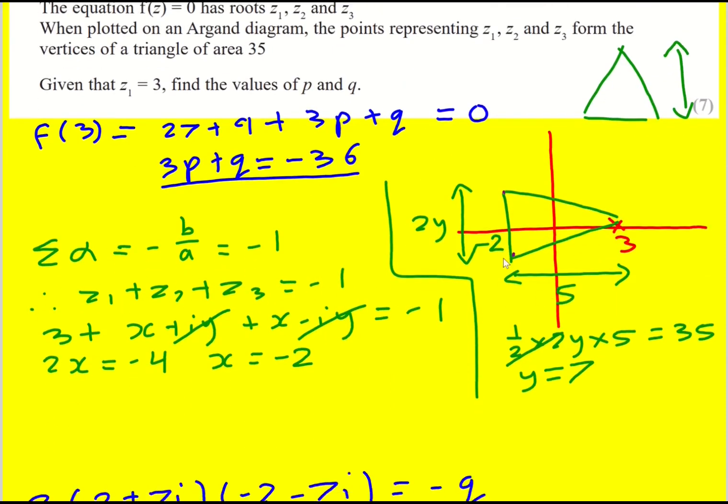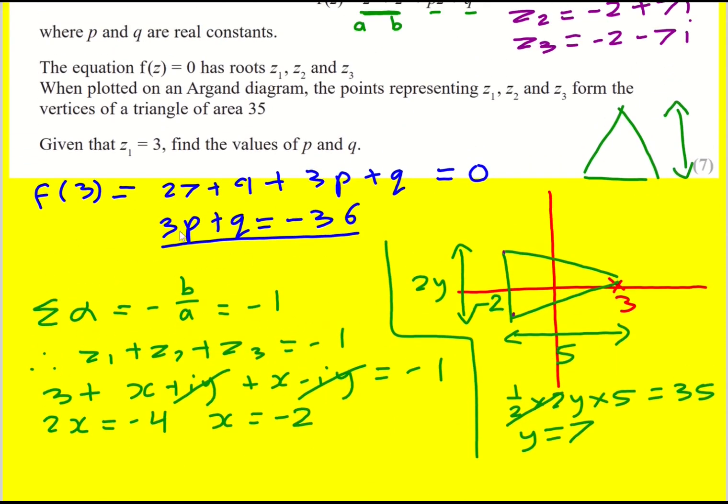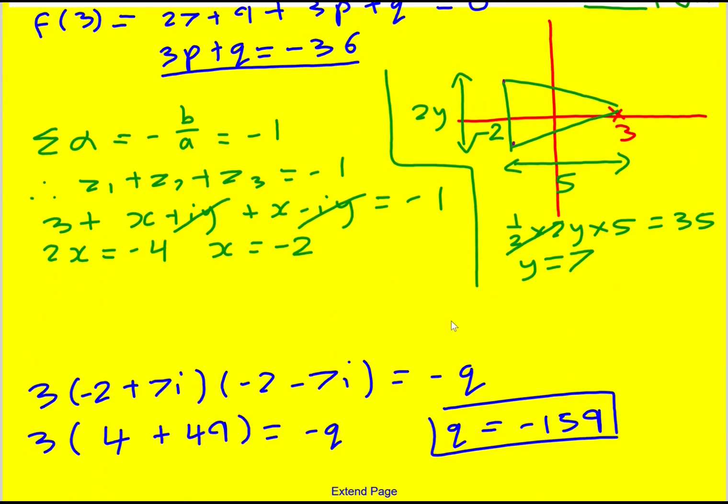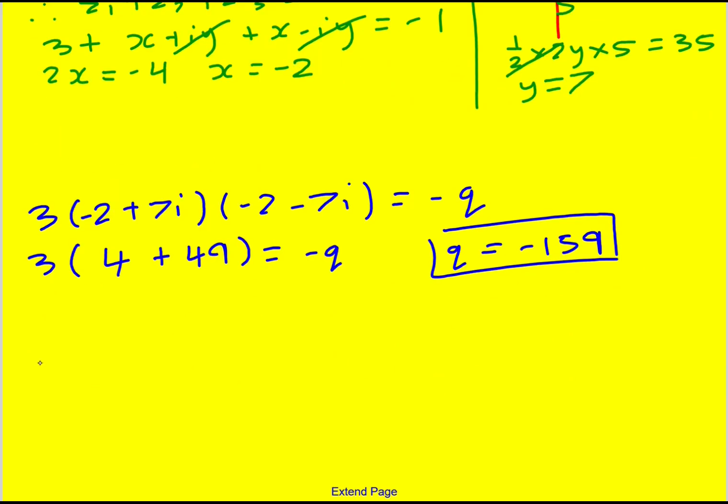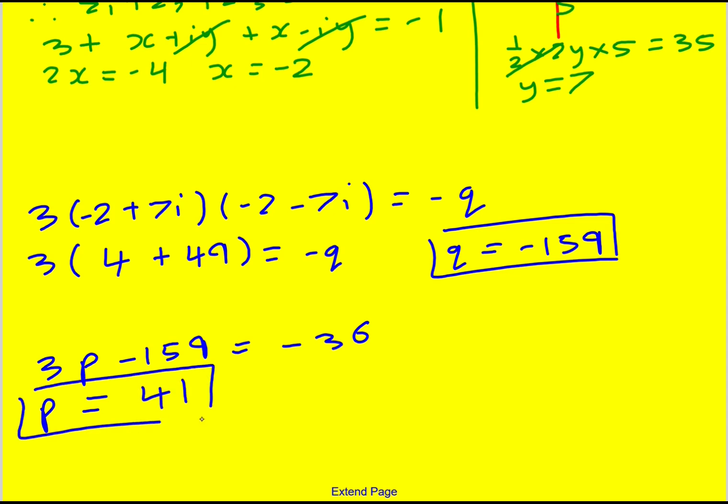And now, there are other ways you could do it, but it makes sense now to use the 3p plus q is minus 36. So 3p minus 159 equals minus 36. And if you solve this, you end up with p equals 41. Okay, well done.